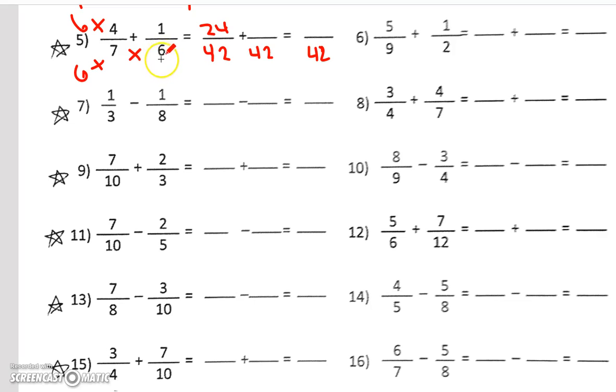Going to this side of the equation, I know I multiplied 6 times 7. Whatever I do to the denominator, or the bottom number, I do to the top. So I'm also multiplying this 1 up here times 7. 1 times 7 gives me 7. Our denominators stay the same, so now all I have to do is add up our numerators. 24 plus 7 gives us 31.